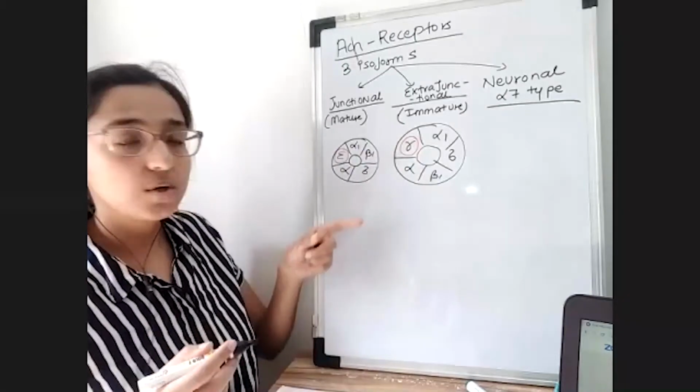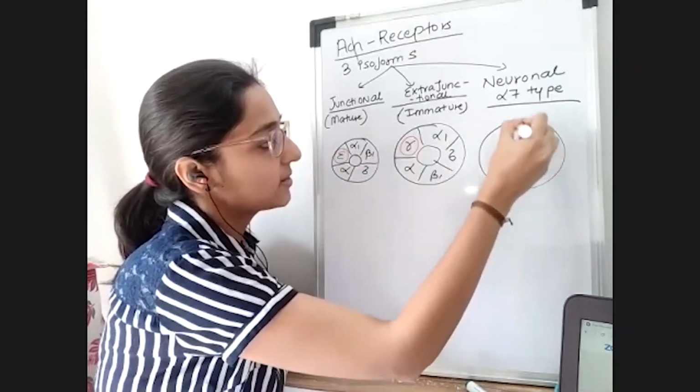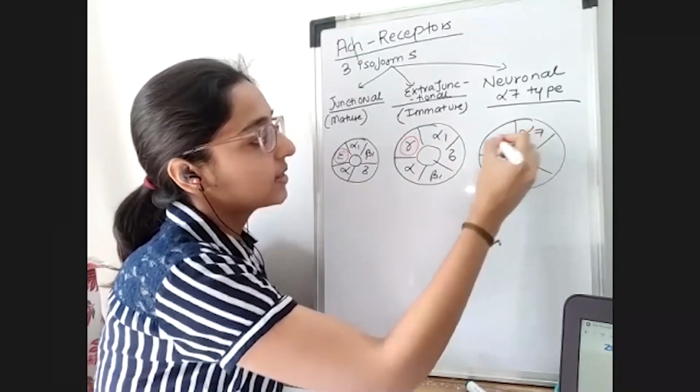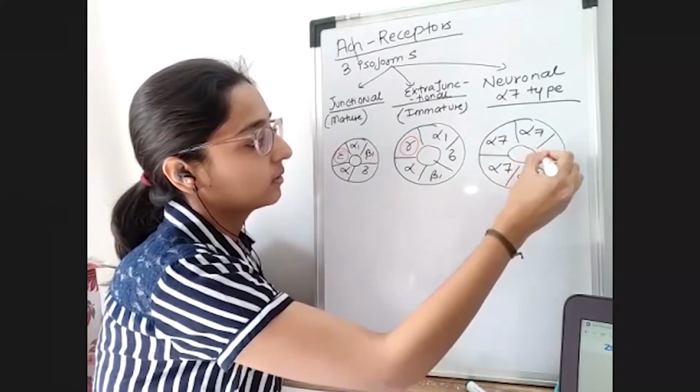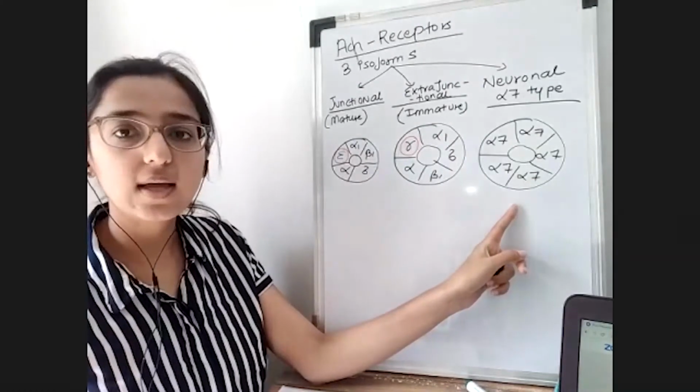Then you have the neuronal type, which is also known as alpha 7. From the name itself, we come to know that all the subunits are alpha 7 type. So there are 5 subunits over here and they're all the alpha 7 type.